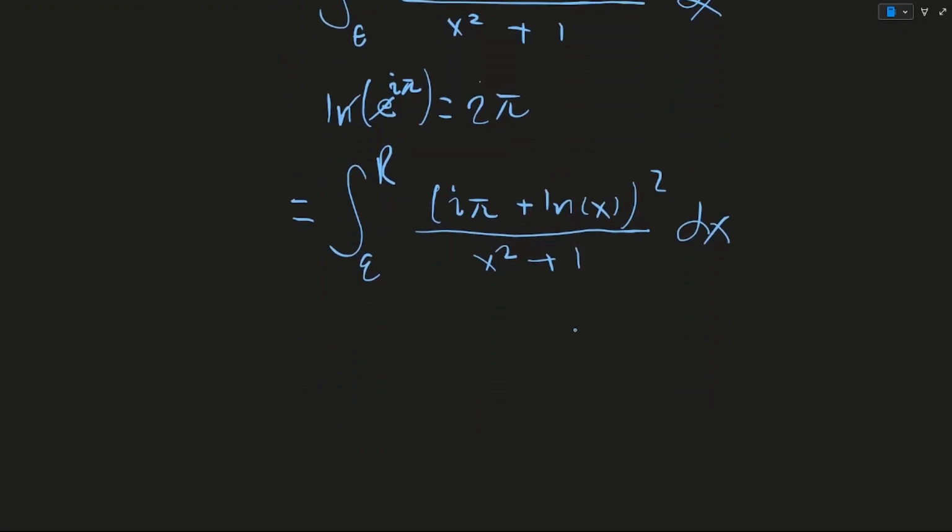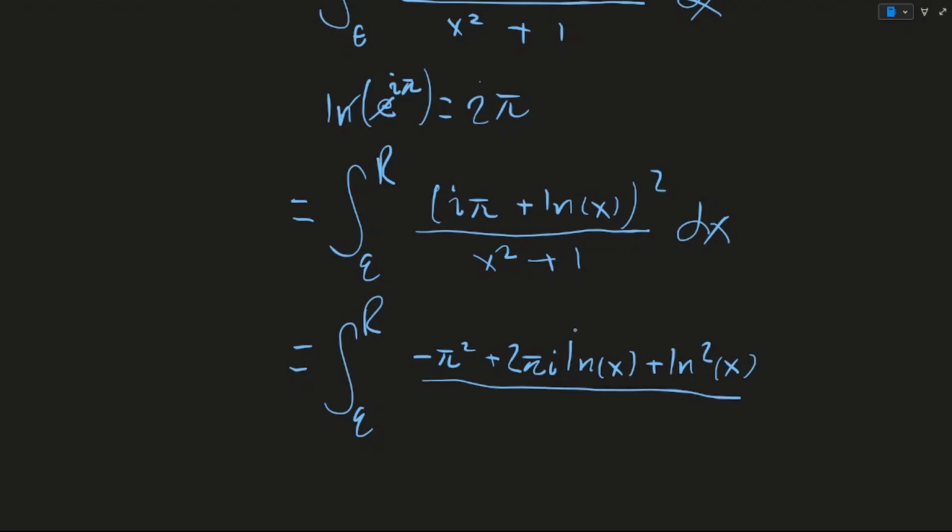And moving on, we can expand that top part and then split it into multiple integrals along the same boundaries. So (I times pi) squared is the same as saying negative pi squared plus 2 pi I times ln of x. We're just expanding this out. And plus ln squared of x over x squared plus 1 with respect to x.